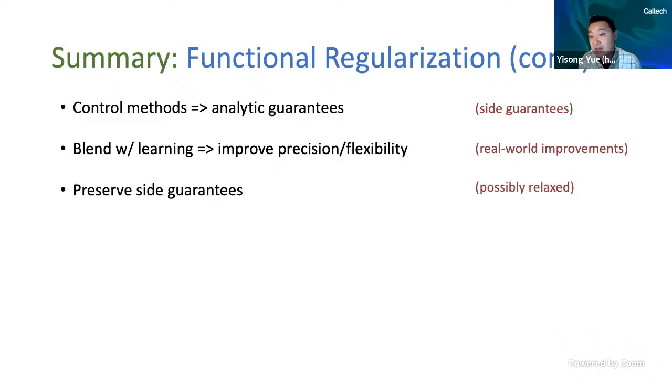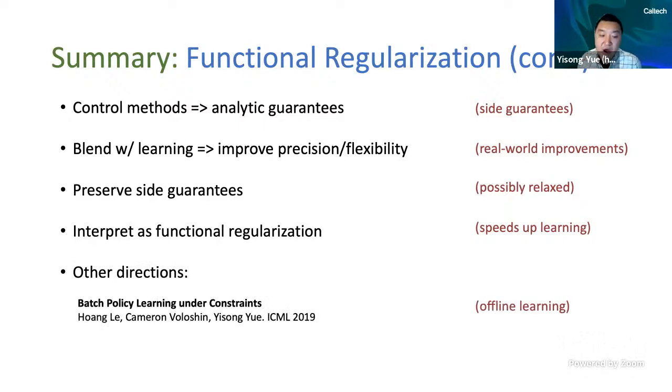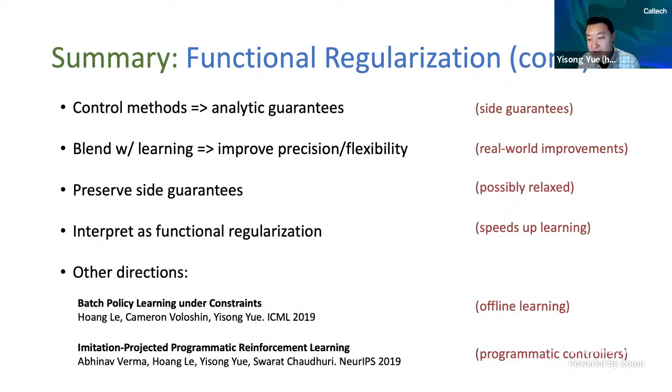If you do this, at least in some cases, you get to preserve these guarantees, possibly a relaxed version of these guarantees. So in some sense, what I've shown you today is one of the first instances of a deep learning-based controller with a Lyapunov stability guarantee. You can interpret this as a form of regularization, which you can leverage to speed up learning, both in terms of computation and in terms of data efficiency. And of course, there are other directions, such as offline learning and blending with controllers with logical constraints rather than dynamics constraints.